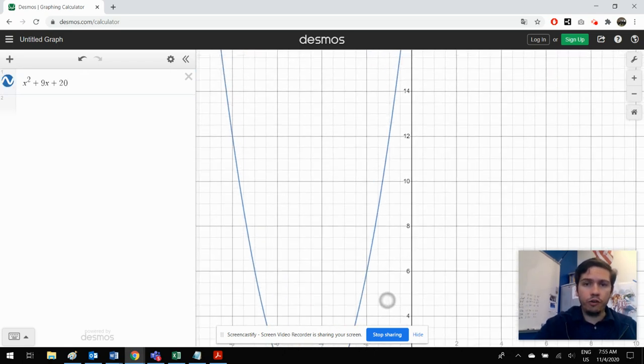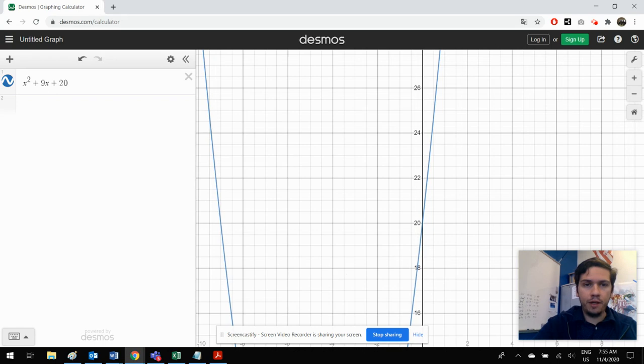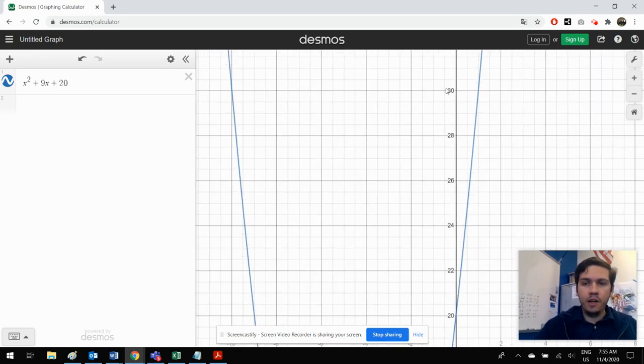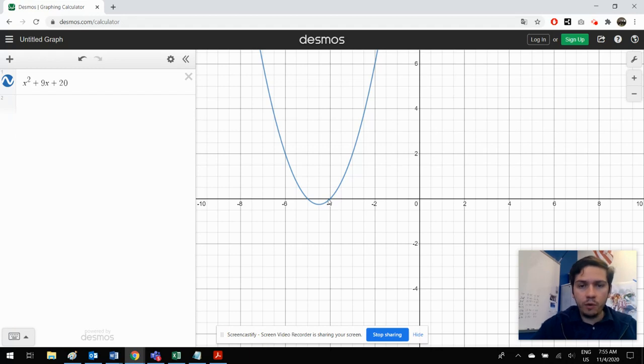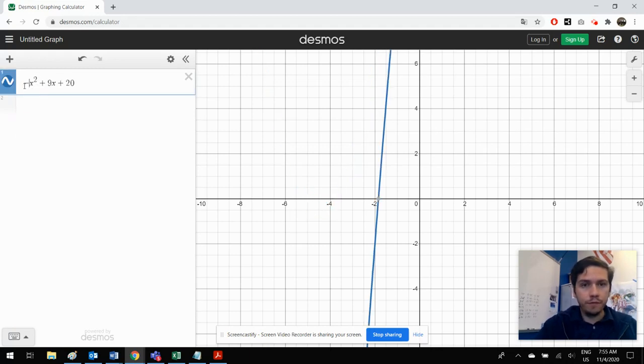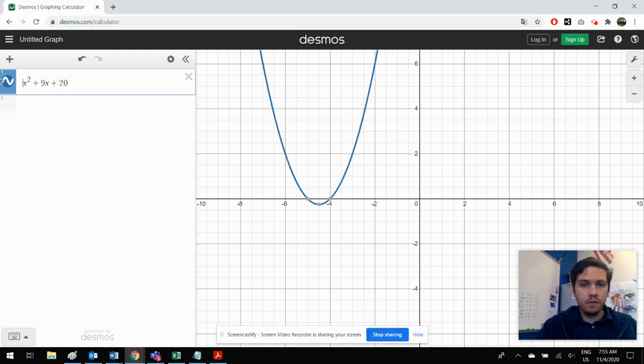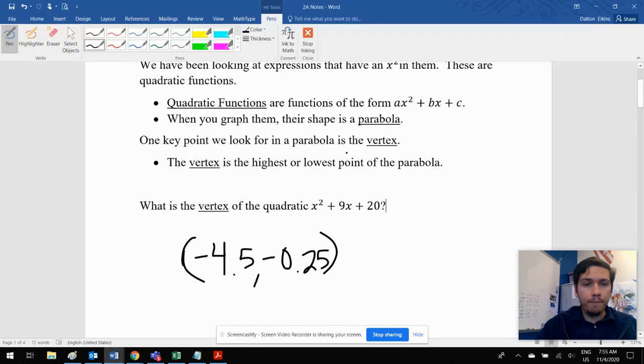If I were to follow this function out forever, you notice how it just keeps going up and up and up and up on both sides, right? There's this stuff over here and this stuff over here. This point is the lowest that the function goes. And there are some other parabolas that you're going to see that are flipped upside down. Parabolas have this U shape to them. They look like this, or they look like this upside down.